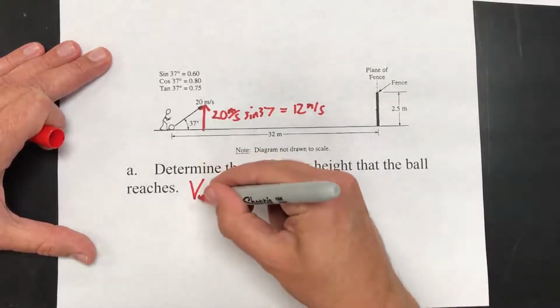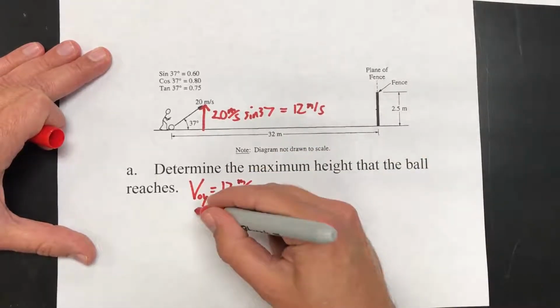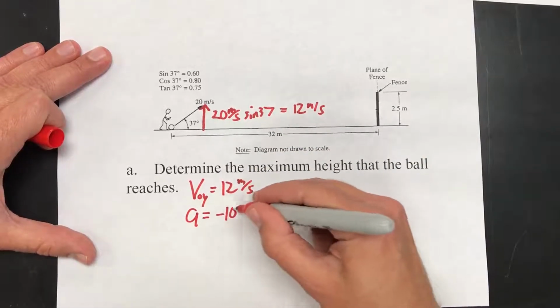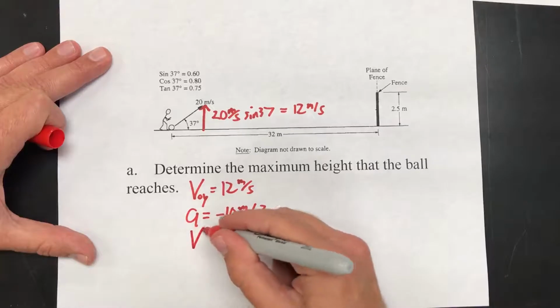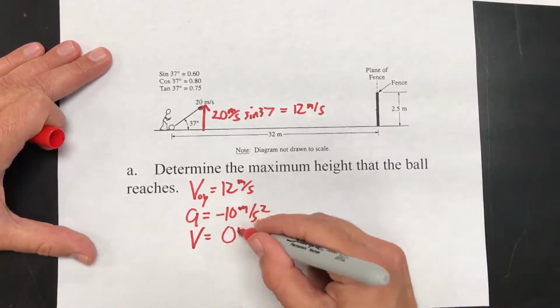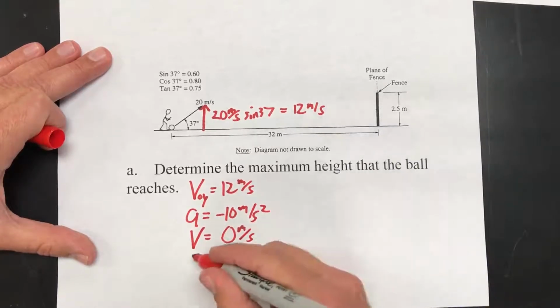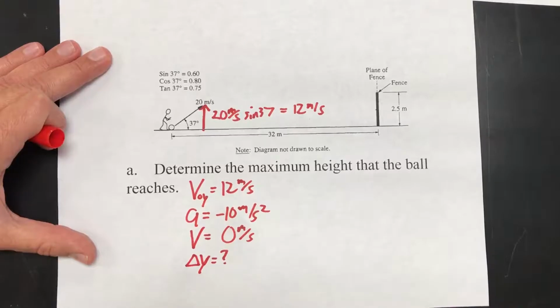So we can write that down. Our initial y velocity is 12 meters per second. We know that it is affected by gravity vertically, so its acceleration is negative 10 meters per second squared. We know at the maximum height is the peak, so that is a final velocity of 0 meters per second, and we're looking for the displacement, so the y value there.